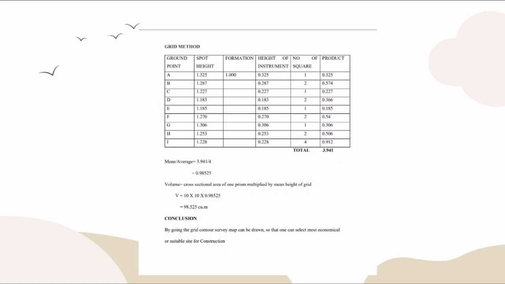So the answer is 98.525 cubic meters. In conclusion, by doing the grid contour survey, a map can be drawn so that one can select the most economical or suitable site for construction.